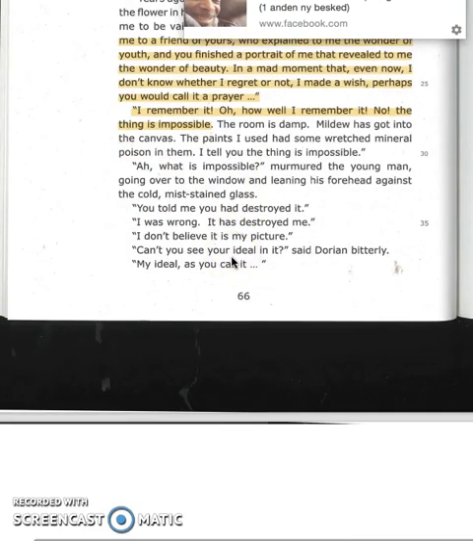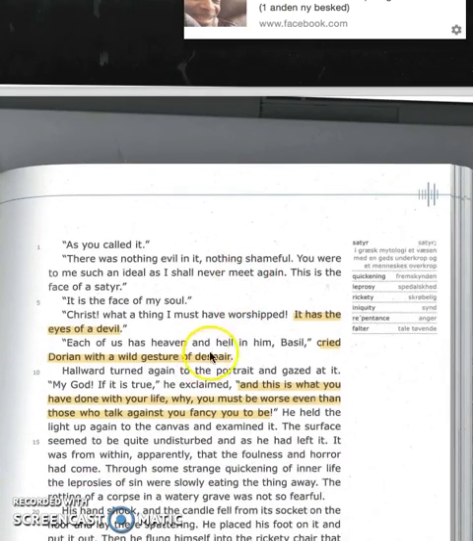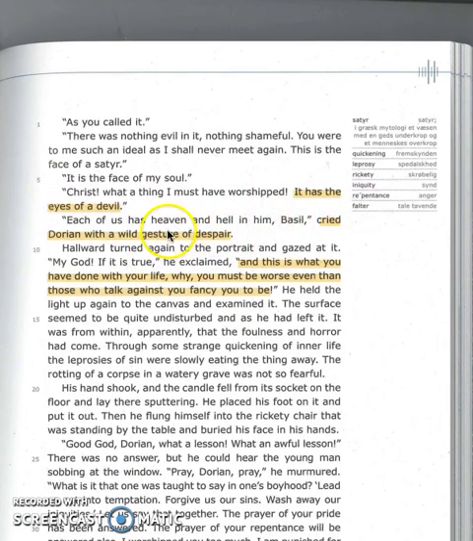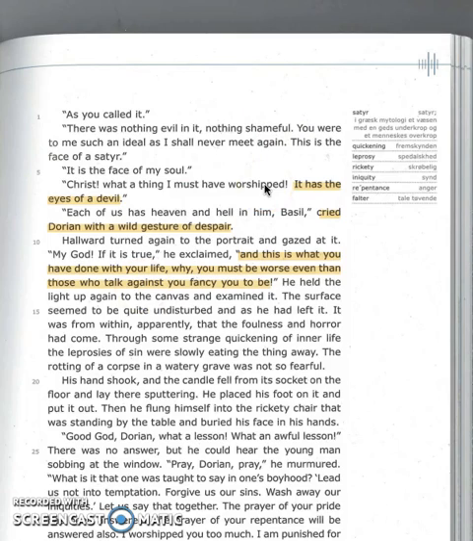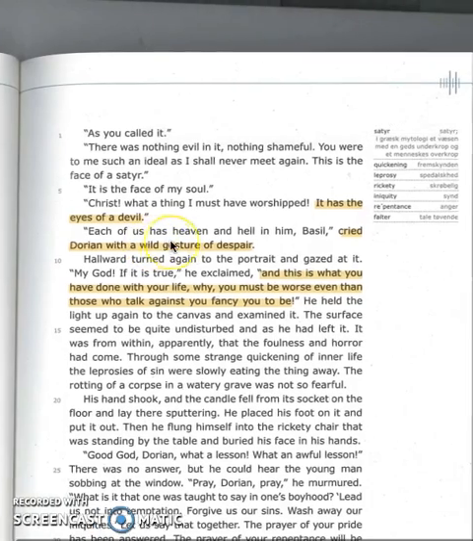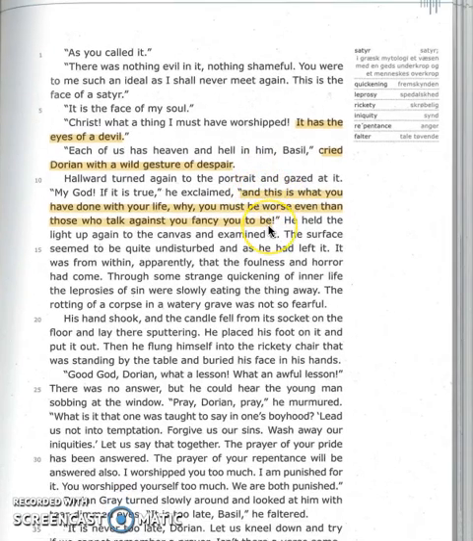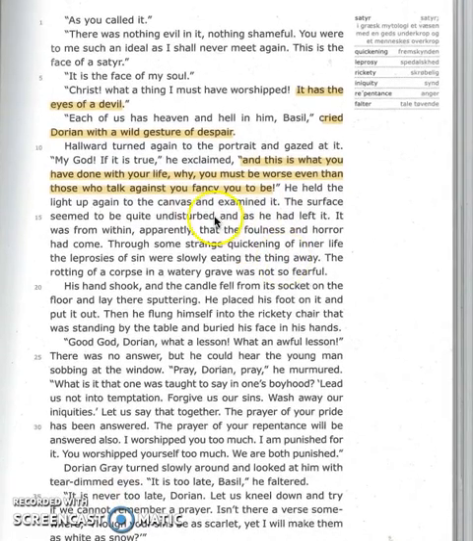Later on, Basil starts to insult this painting, and when he does that, he also insults Dorian's soul. And he says here that it has the eyes of the devil, and we can see that Dorian is really crying with a wild gesture of despair. This is maybe a kind of hint, as we can see that the reader, his hatred is boiling. This could also be a hint of what's going to happen when we see here. And this is what you have done with your life. Why? You must be worse even than those who talk against your fancy to be. You fancy you to be.